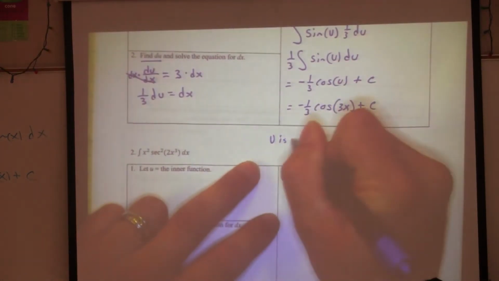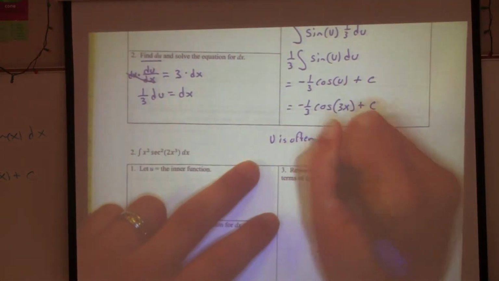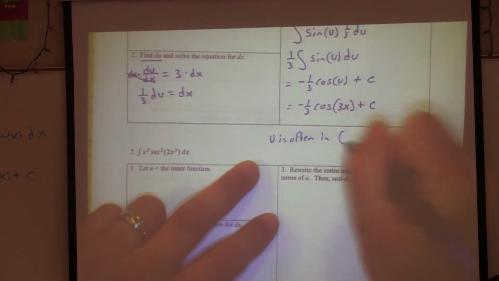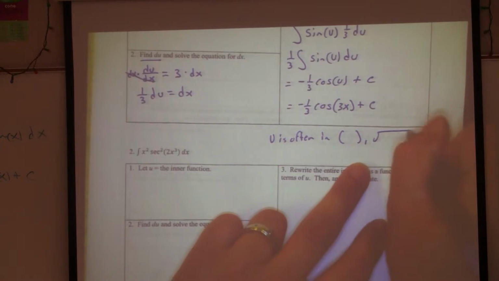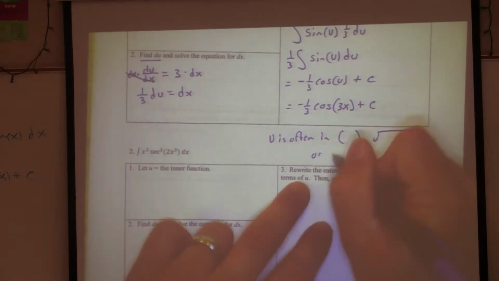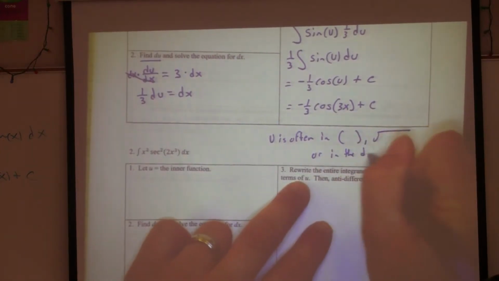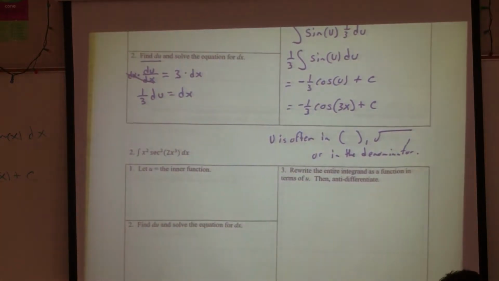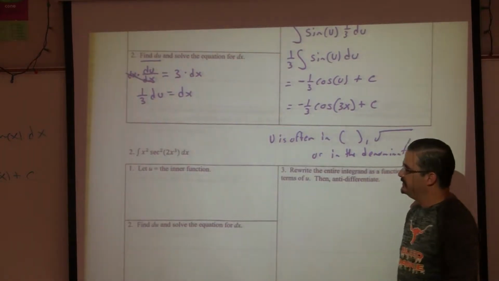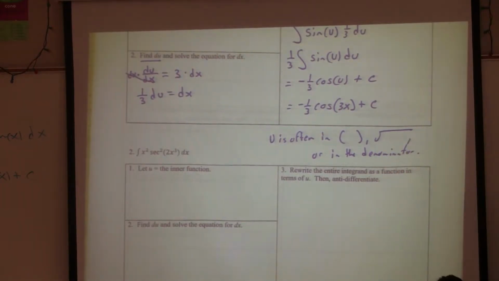U is often, okay, not always, in parentheses, square root, or in the denominator. Now, those are not always the cases, okay? I'm just saying often, for the most part. There's going to be some examples later on where that doesn't happen, and you're going to have to think about the problem before you decide what you want u to be.